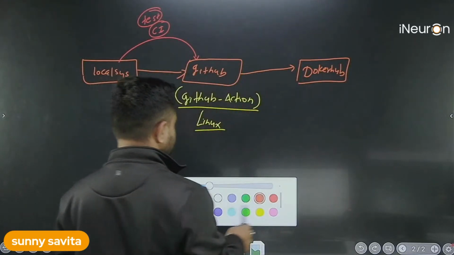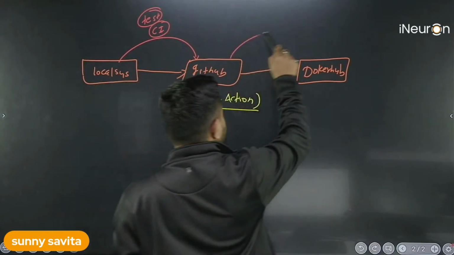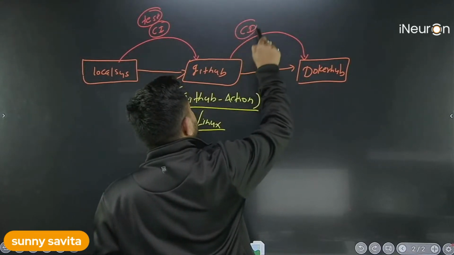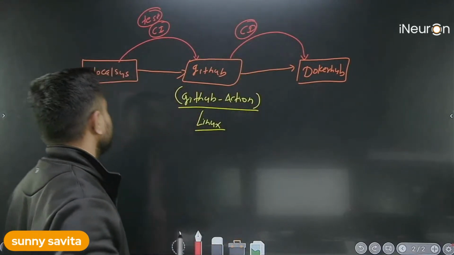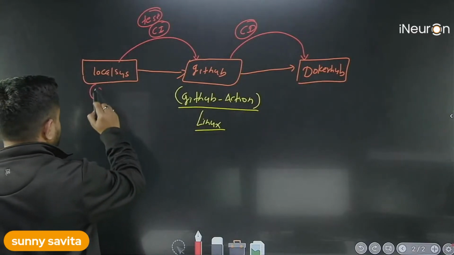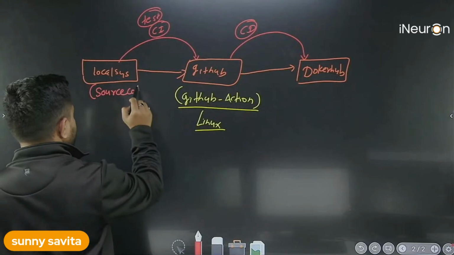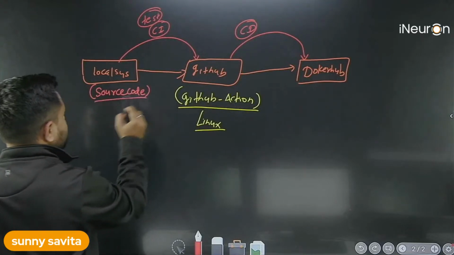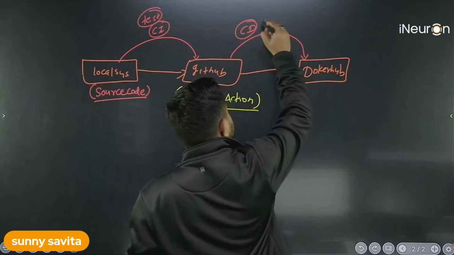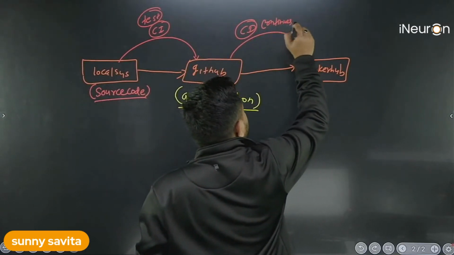Now this stage is called continuous delivery. Tell me guys, what is this stage? This stage is called continuous delivery. We are delivering our entire code, the source code, which means my actual code, from my local system. This is called continuous delivery.